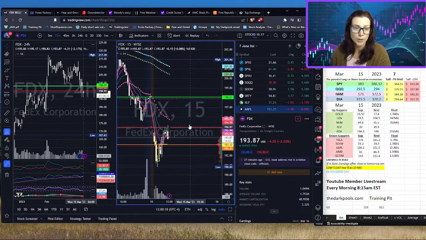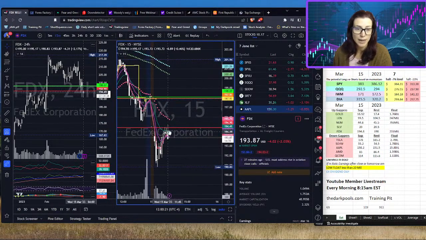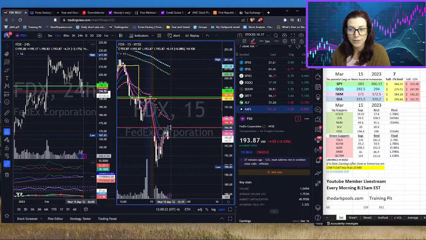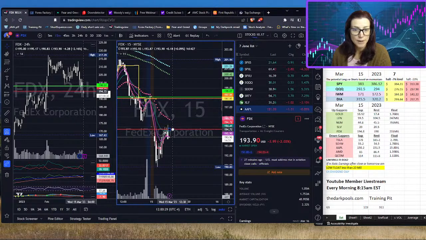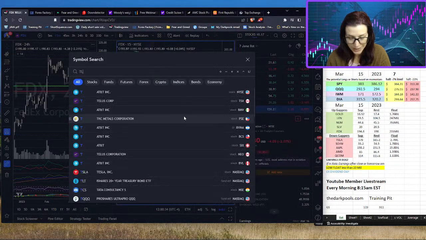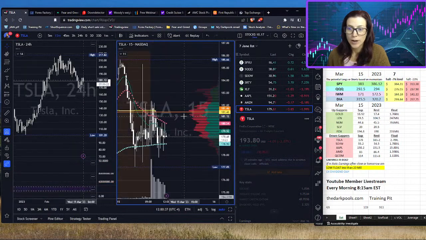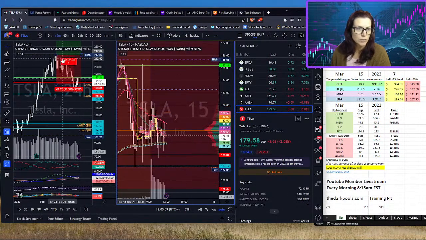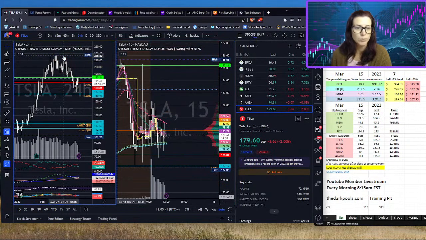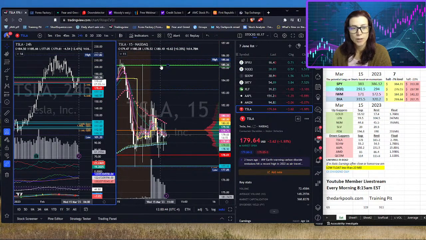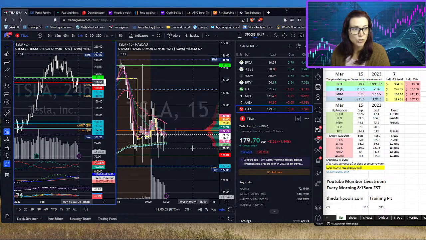FedEx was up earlier, then it gapped down, tested this 195 level, and I had 194.80. 194.80 right here and reversed, right? So you can see these levels are pretty strong. Tesla today, if it went up above 185.20, potential move up. We're in a descending triangle with the moving averages. Watch it to break down 178.80. That looks like a pretty strong area right there.